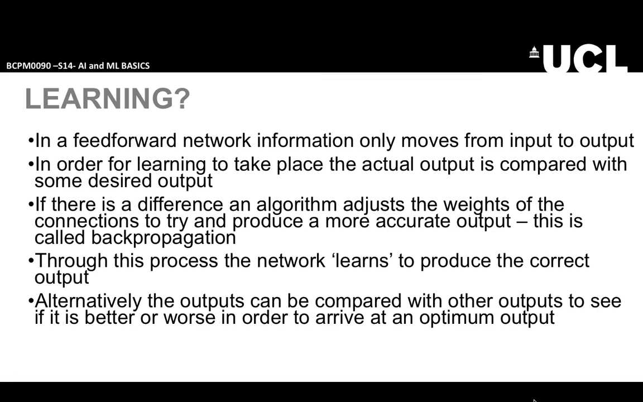In order for learning to take place, the actual output is compared with some desired output. If there is a difference, an algorithm adjusts the weight of the connection to try and produce a more accurate output. Through this process, the network learns to produce the correct output. Alternatively, the outputs can be compared with other outputs to see if they are better or worse in order to arrive at an optimum output.